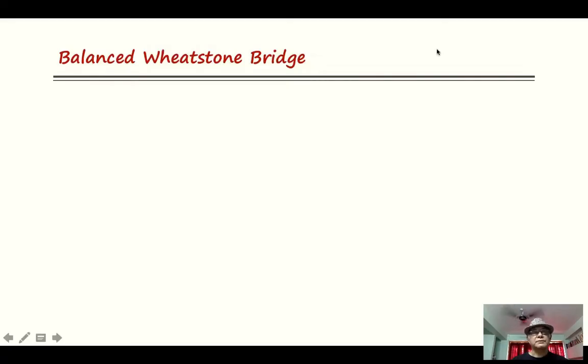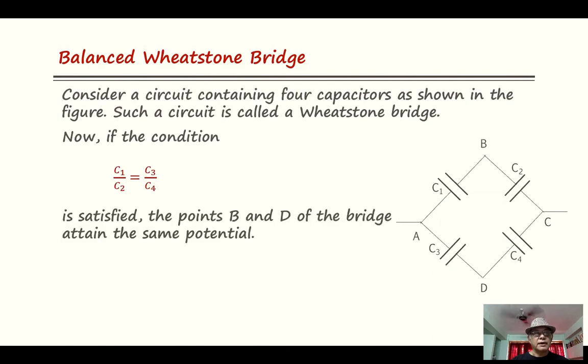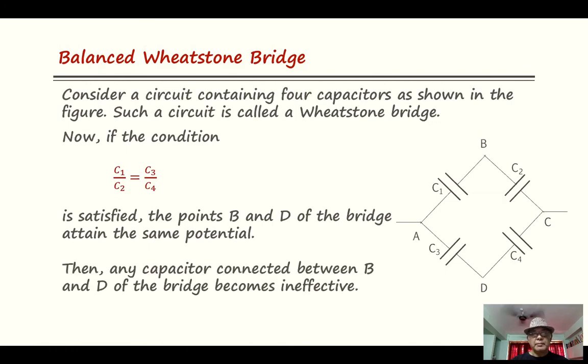Balanced Wheatstone bridge. Consider a circuit containing 4 capacitors as shown in the figure. Such a circuit is called a Wheatstone bridge. Now, if the condition C1 by C2 equal to C3 by C4 is satisfied, the points B and D of the bridge attain the same potential. Then, any capacitor connected between B and D of the bridge becomes ineffective. This is the balance condition of the bridge.